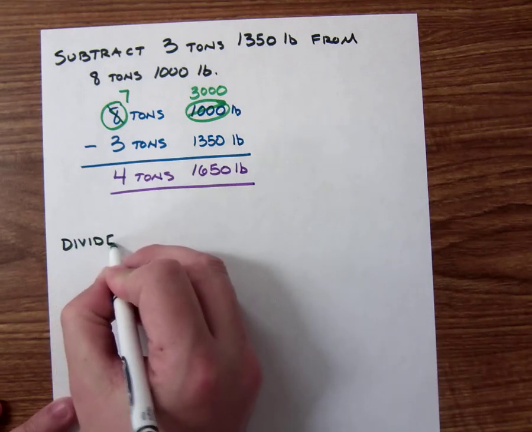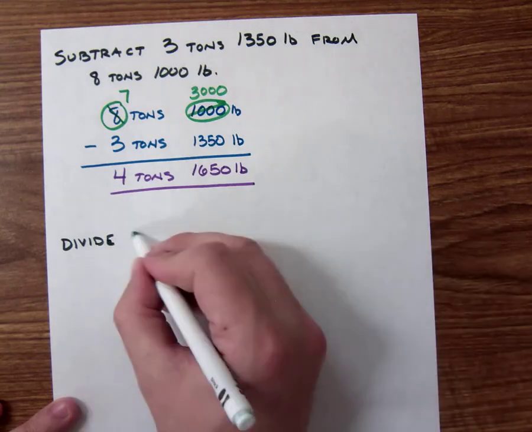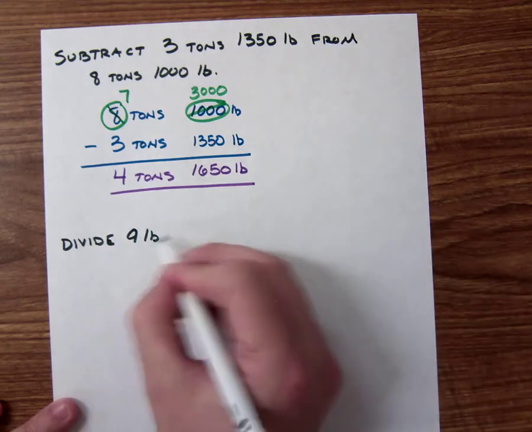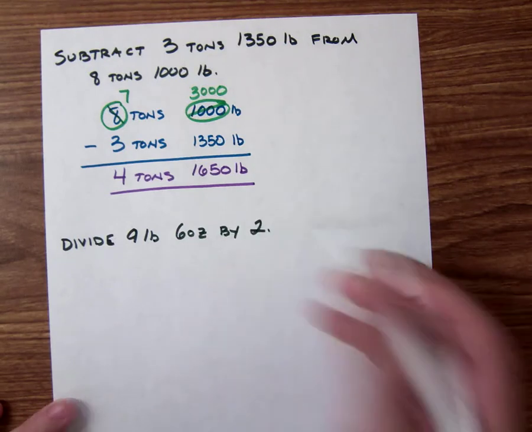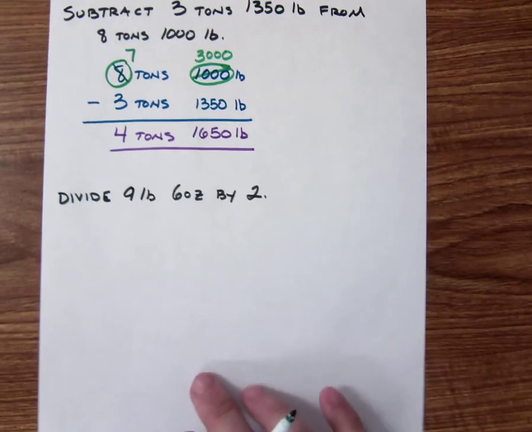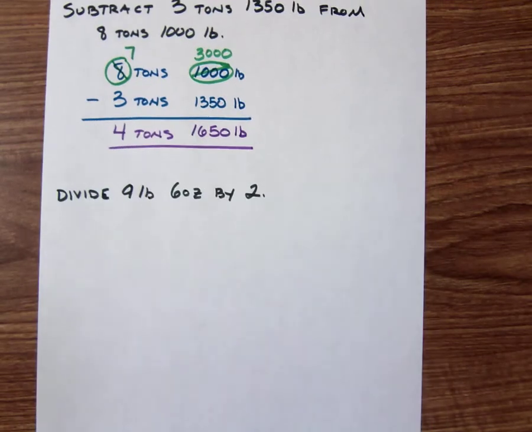So I was asked in the length section, how do you divide? Ask and ye shall receive. 9 pounds, 6 ounces divided by 2. We just divide 9 by 2, and then 6 divided by 2. Yeah, we want to divide each one of the units by 2.